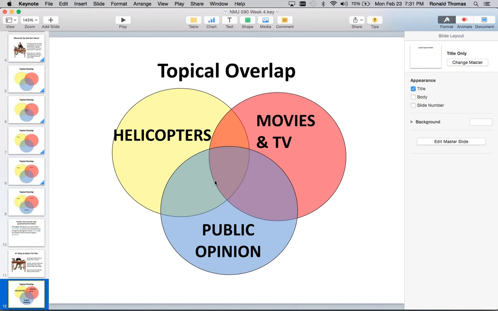And as a researcher, I've done a lot of work looking at public opinion in political polling, looking at public opinion on social issues. I like polls and those sorts of information sources. So how could I put the three of them together? Three things I'm interested in. How do I get a good story out of that?